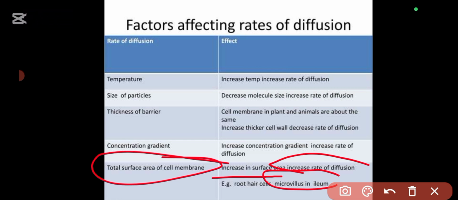And of course, the capillaries have a broader surface area to volume ratio, so diffusion is also made possible. Then the root hairs of the tertiary roots in plants have high surface area also, hence diffusion is also possible. So the total surface area of the cell membrane across which diffusion takes place is very, very important in determining the rate of diffusion.